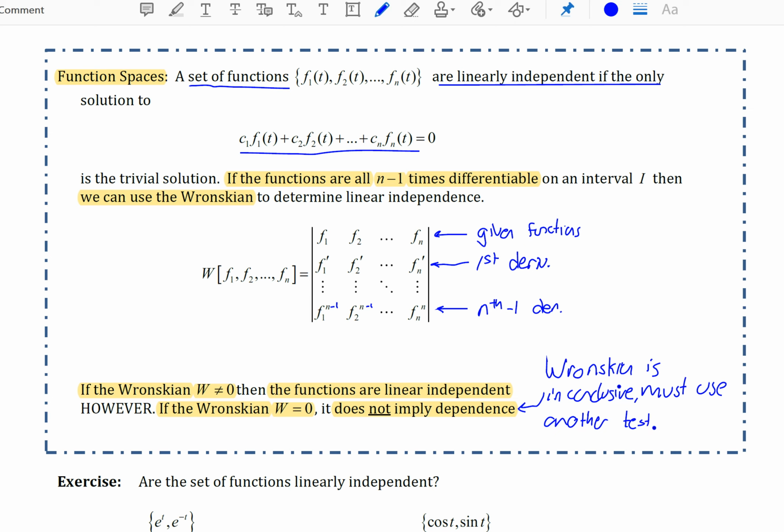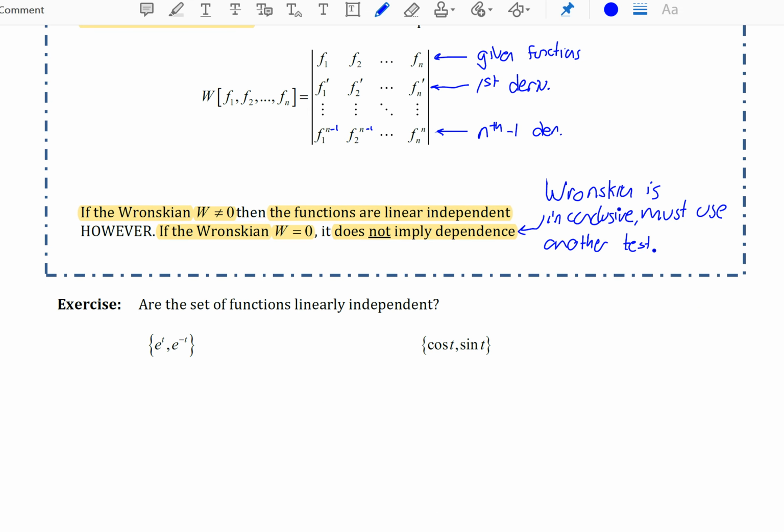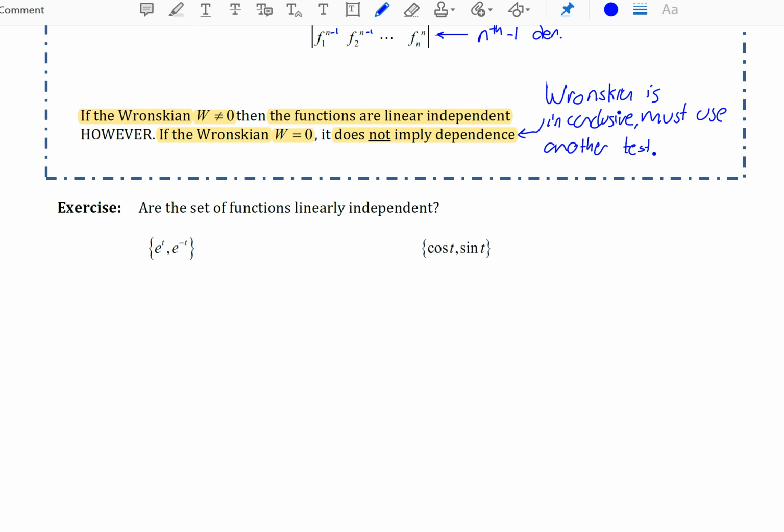So let's look at some examples. Are the set of functions that are given linearly independent? Let's look at just this first one. Are these two functions independent? There are lots of ways that we can approach this, but here we want to practice the Wronskian. The Wronskian of e to the t, e to the negative t is going to be calculated using a matrix where the first row are the given functions, and the second row is the first derivative.